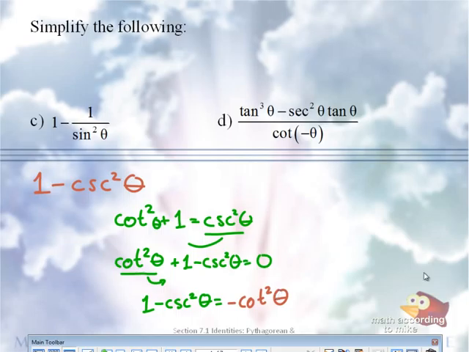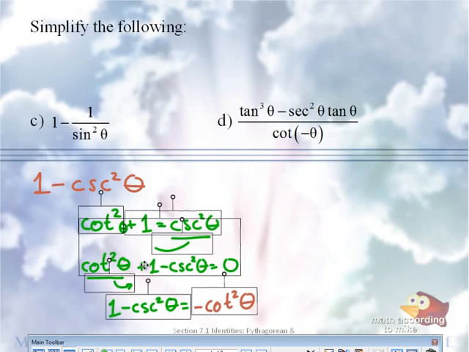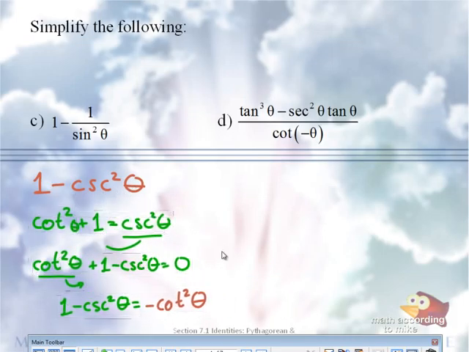So again, I'm giving you that whole list in the back of the book. You need to be able to identify it. In this case, we have an identity that has a 1 and a cosecant squared. What are the Pythagorean identities? So we had to manipulate that Pythagorean identity, which we had in green there. And then we were able to get our answer.